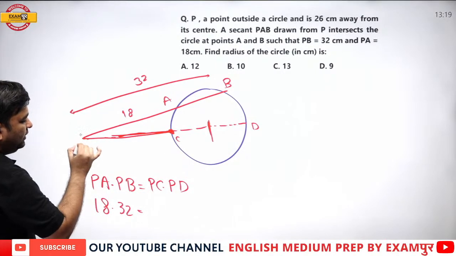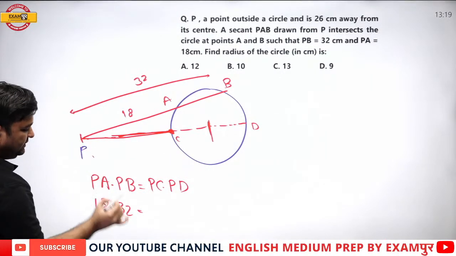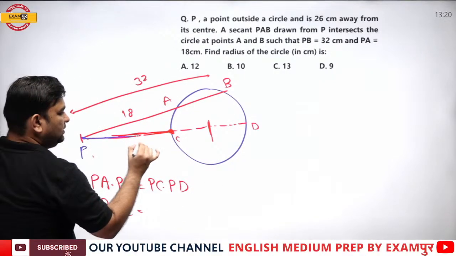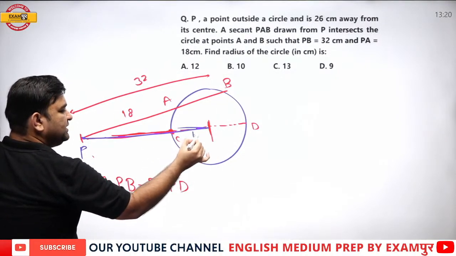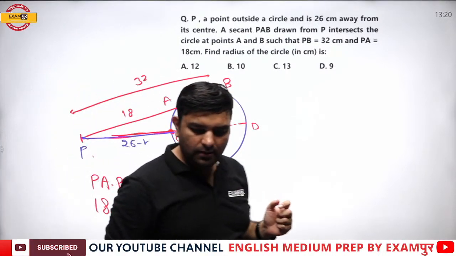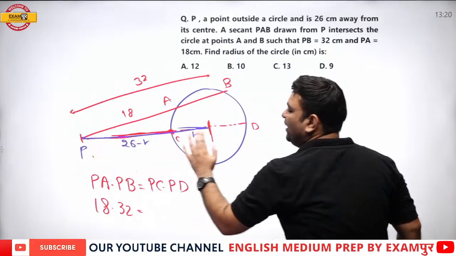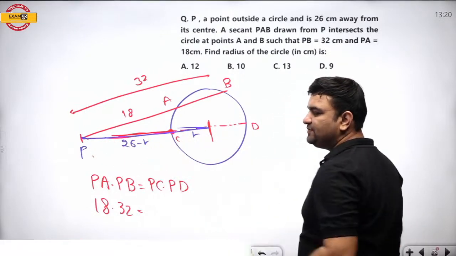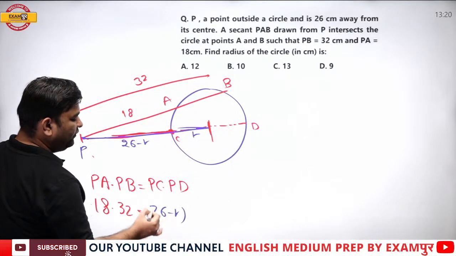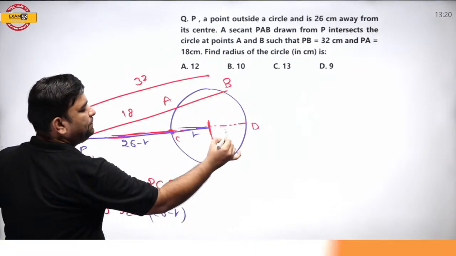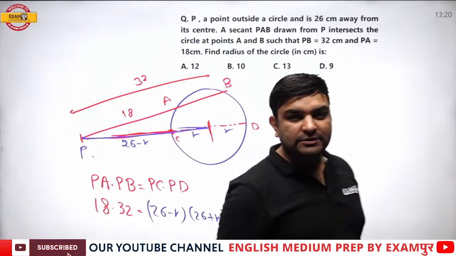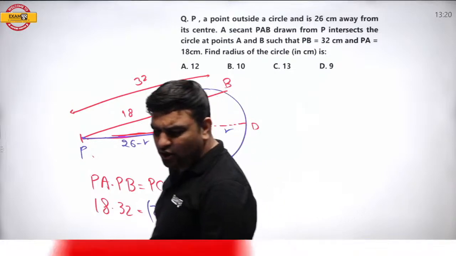From here to here, the distance is 26. If I assume this radius R, then this is 26 minus R. So PC is 26 minus R. And what is PD? PD is 26 plus R. Interesting concept.